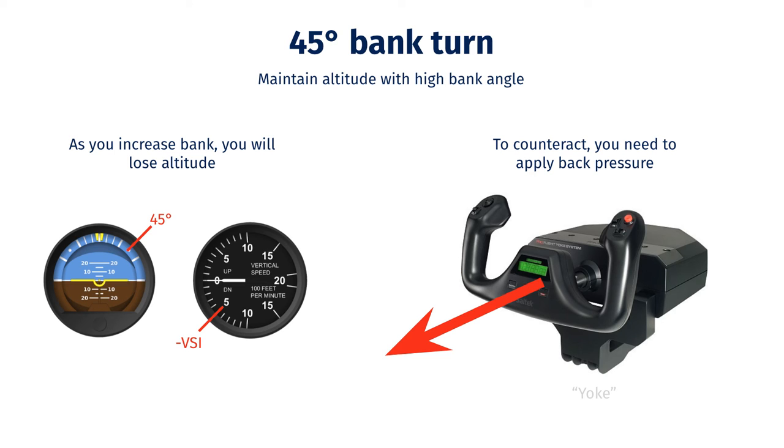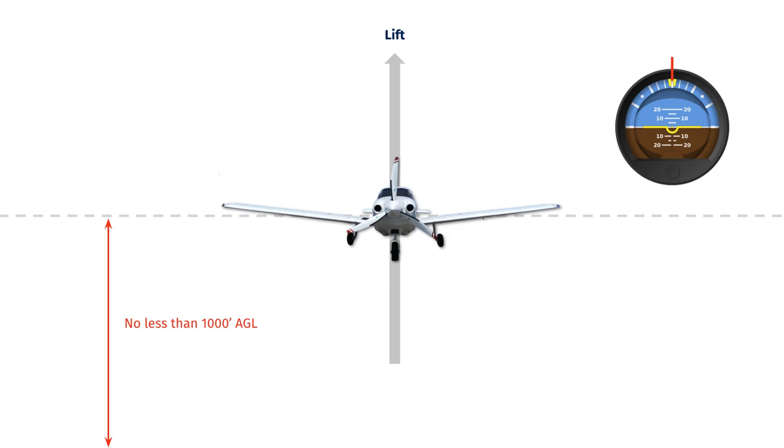The reaction by most students is to pull back more, and this can deepen the turn, increase the loss of lift, and require more back pressure, and then the cycle just continues. That's why this is a performance maneuver, and that's why we practice it. Let's look at this in more depth.